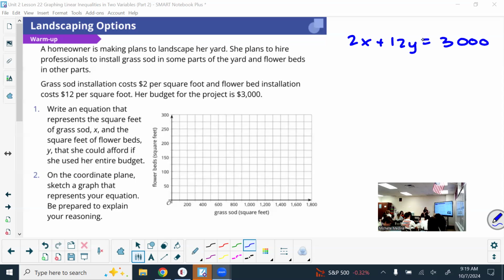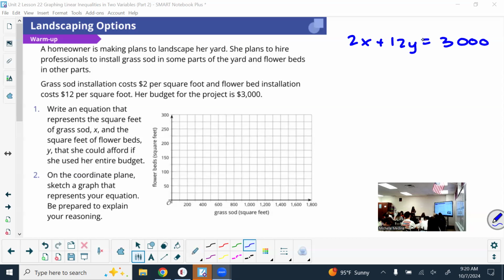However many square feet they buy, they're gonna have to multiply by 2 because that's how much it costs per square foot. And then same with the flower beds. They're listing that as Y, and it costs $12 per square foot. For budget, the total should be alone on one side, and what contributes to it should be on the other side. Now, you on the coordinate plane need to sketch a graph that represents your equation.